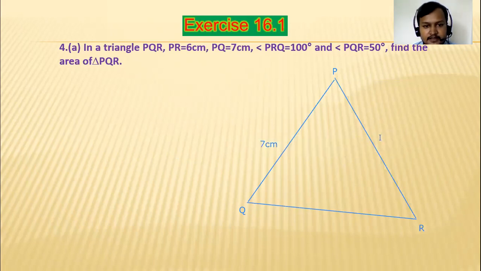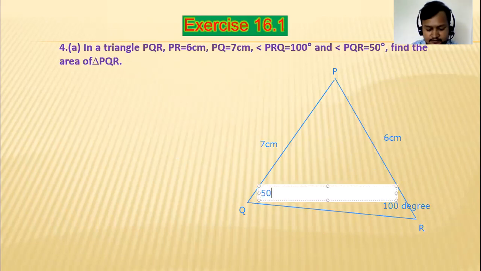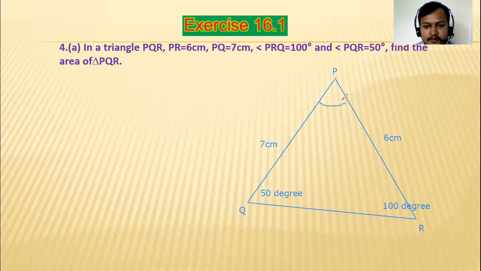Next, PR is 6 centimeter. Which angle is given? PRQ is 100 degree. Next, PQR is 50 degree. So here in this question, the most important thing is we have to find out the angle P.